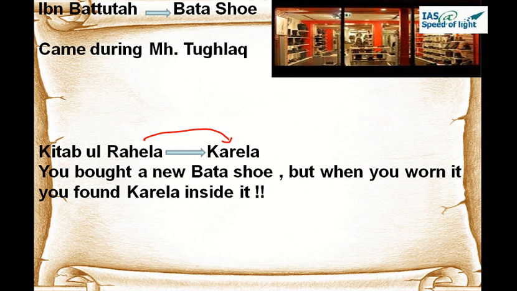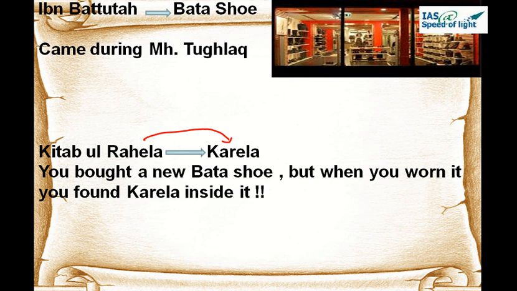So you bought new Bata shoes and took them home, and in the morning when you opened the pack of the shoes and wanted to wear them, you found pieces of Karelas inside the shoes, and you got surprised. How can this happen? How will Karelas come into my shoes? Bata shoes. So Ibn Battuta is Bata shoes, and we are relating it with the Karela, that is Rahela. So Kitabul Rahela was written by Ibn Battuta, and he came during Muhammad Tughlaq.